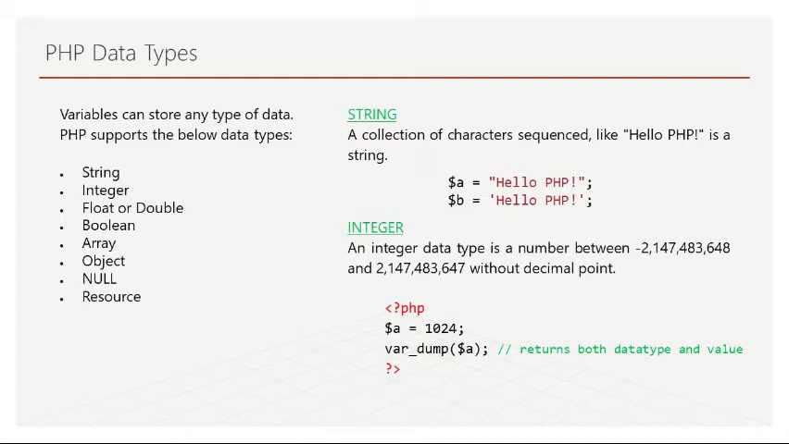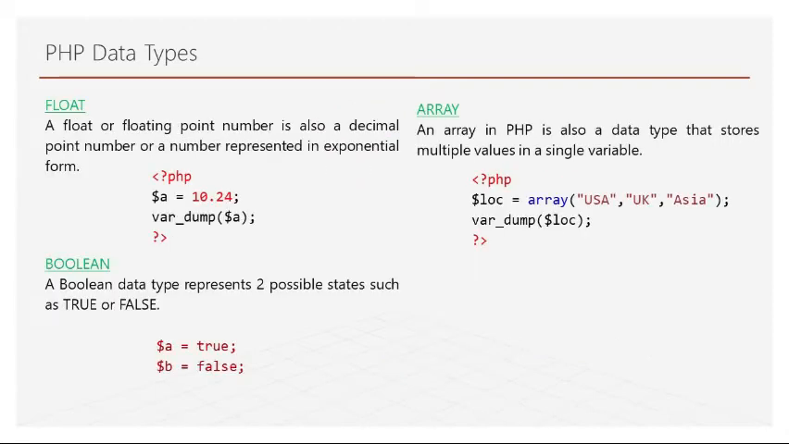The PHP var_dump function will return both the data type and value. PHP float. A float or floating point number is also a decimal point number or a number represented in exponential form. In the below example, $A is a floating point variable. The PHP var_dump function can return both the data type and value. PHP boolean. A boolean data type represents two possible states such as true or false. These are mostly used while testing conditions. $A equals true. $B equals false.